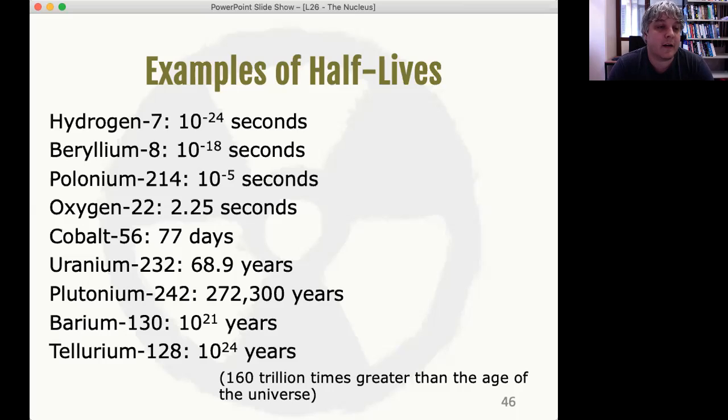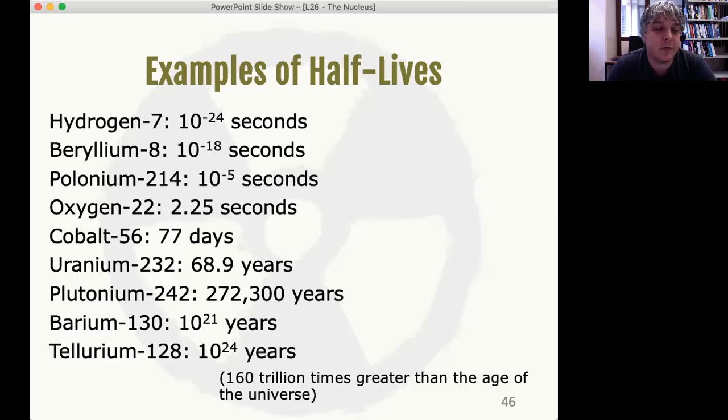Polonium, we're getting a lot slower, but still ridiculously fast at 10 to the negative 5 seconds. Oxygen-22, we're up to 2.25 seconds. Cobalt-56, as I mentioned already, was 77 days. And of course, you can get very long ones as well. Uranium-232 has a half-life of 68.9 years.